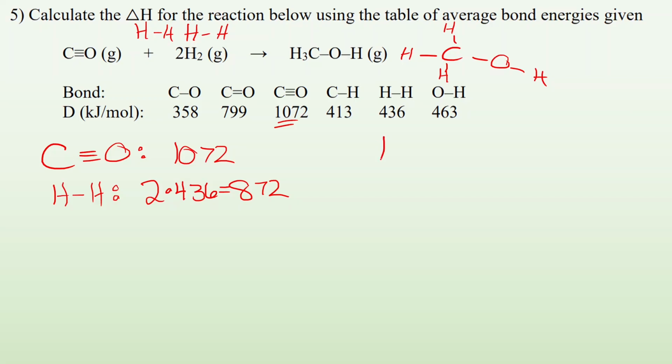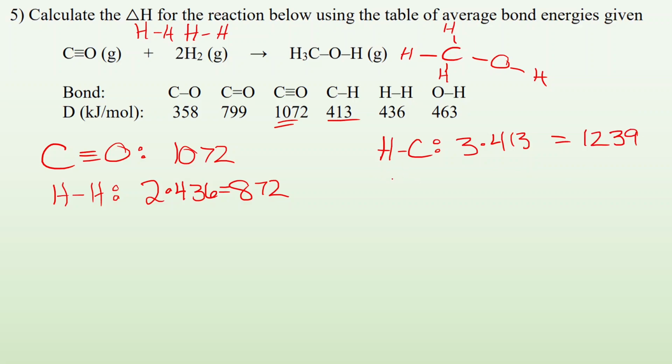Now in the products, I have a hydrogen-carbon bond, and there's 3 of them. So let me look up, each of them's 413. So 3 times 413 equals 1,239 kilojoules of energy being released when those bonds are made.